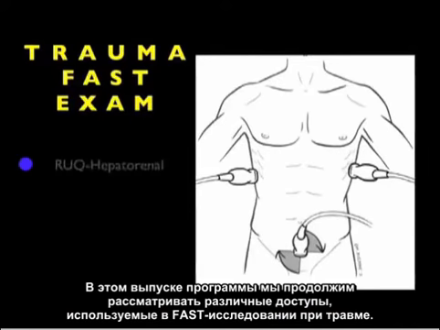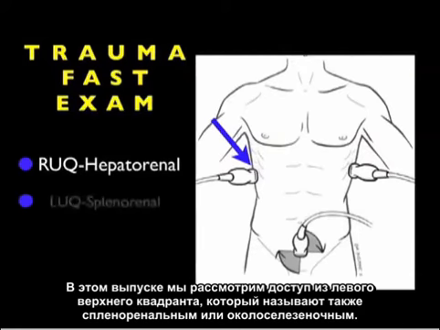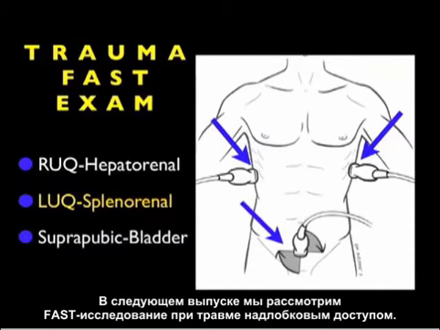In this module, we'll continue our journey looking at the views of the trauma FAST exam. Hopefully you've had a chance to join me prior for the views of the right upper quadrant. In this module, we're going to look specifically at the left upper quadrant views of the trauma FAST exam, known traditionally by two terms, the splenorenal or the perisplenic views. In an upcoming module, we'll look specifically at the suprapubic view or bladder view of the trauma FAST exam.